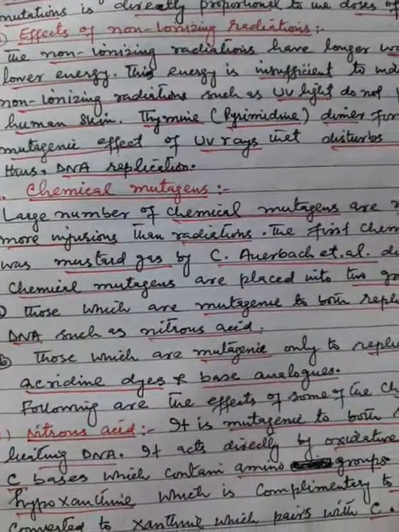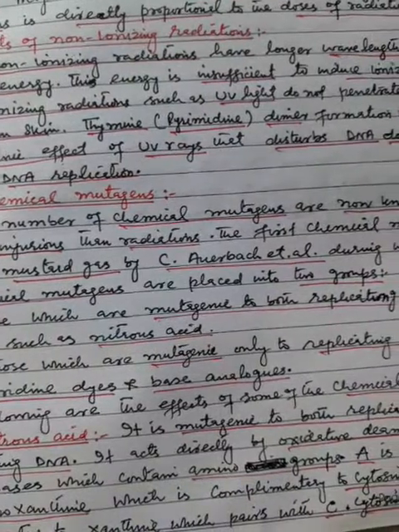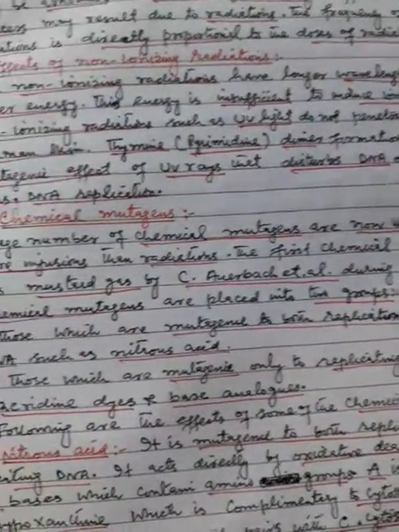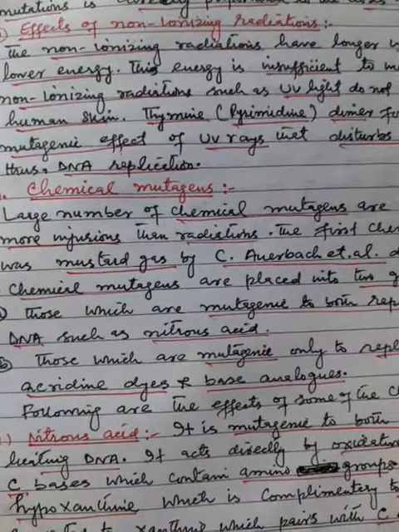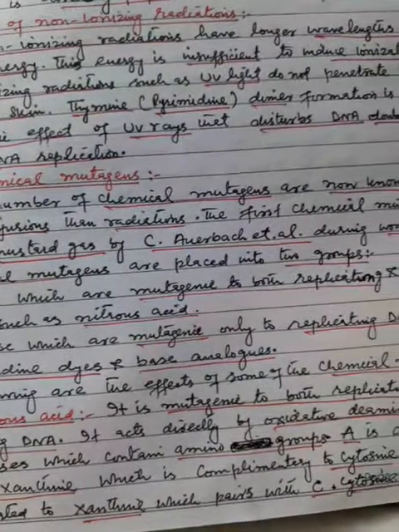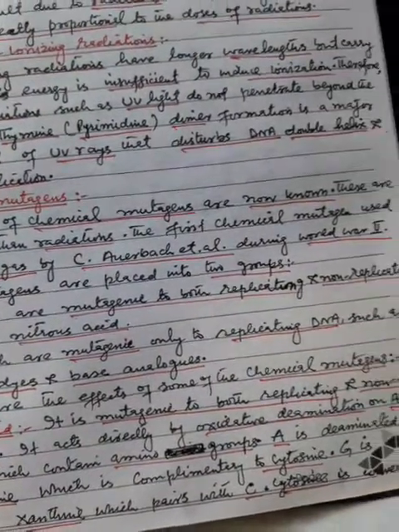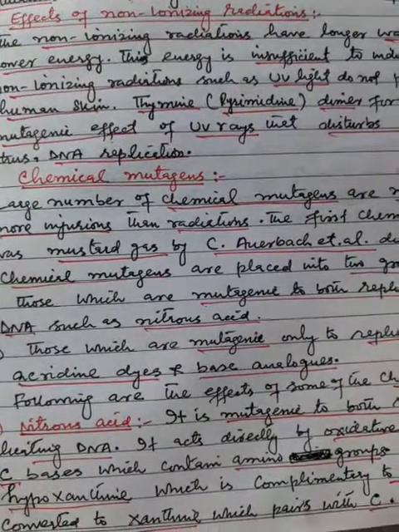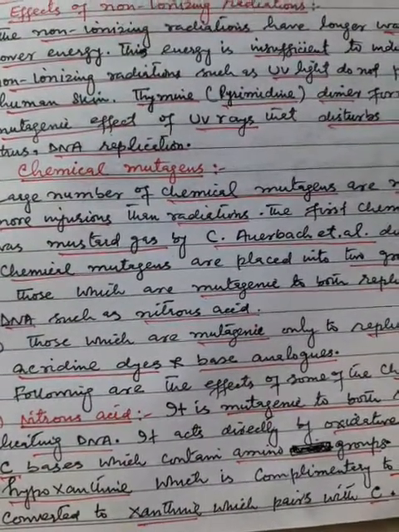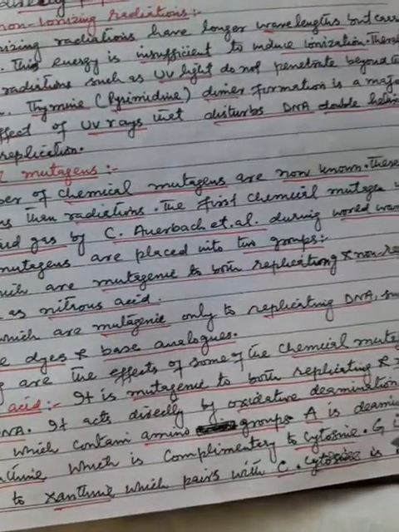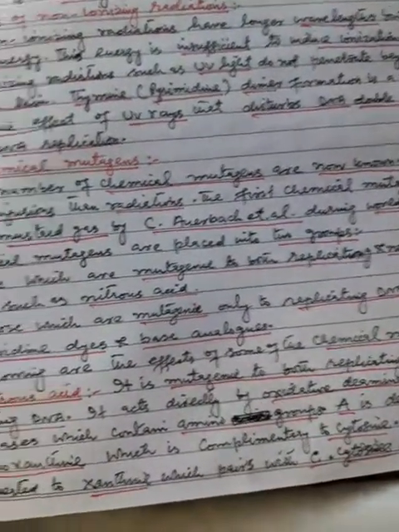Number A, those which are mutagenic to both replicating and non-replicating DNA such as nitrous acid, and number B, those which are mutagenic only to replicating DNA such as acridine dyes and base analogues. Following are the effects of some of the chemical mutagens.